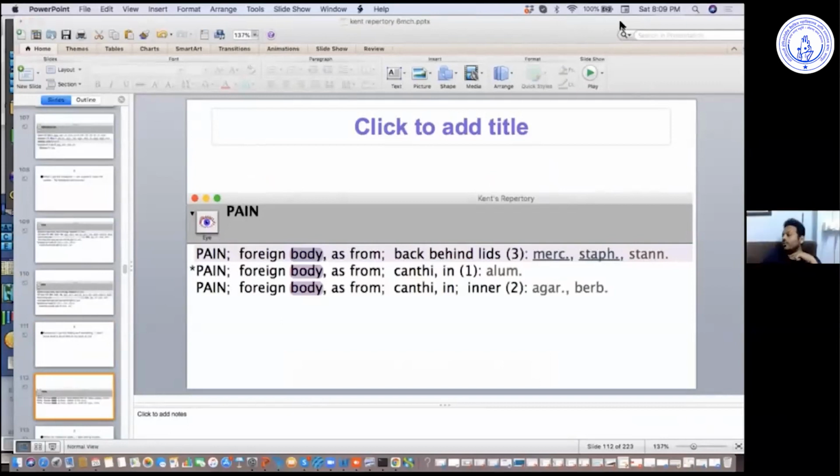So what I'm going to do for you, I'm going to send you probably in a couple of days or something a few cases for you to solve, okay? And then you have to solve that. You have to find the rubric. Every line you have to find the rubric. It is only by solving cases that you're going to learn repertory.